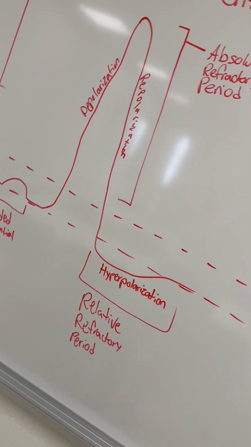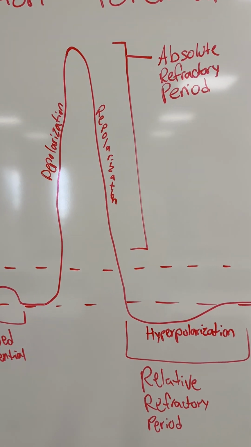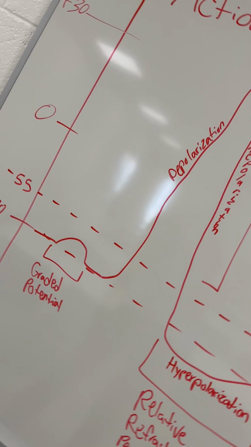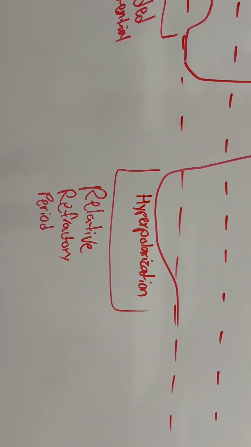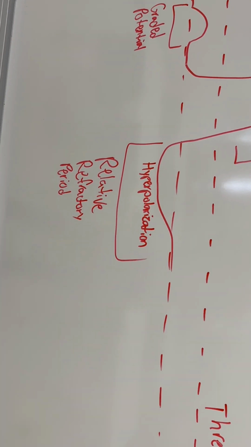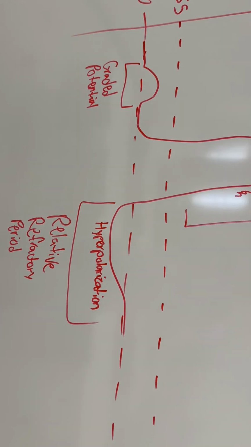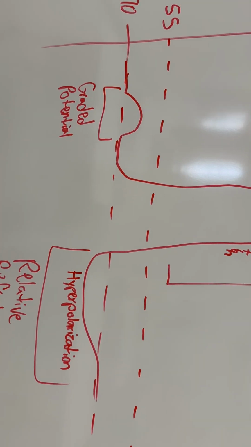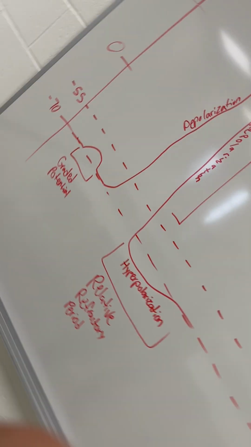So we've got what we call the absolute refractory period, which is the time that a second action potential cannot occur. And then we have the relative refractory period, which is where a second action potential could occur, but it would require a greater stimulus than it initially took, because we have this little dip down below the initial resting membrane potential. You know, we've hyperpolarized, right?